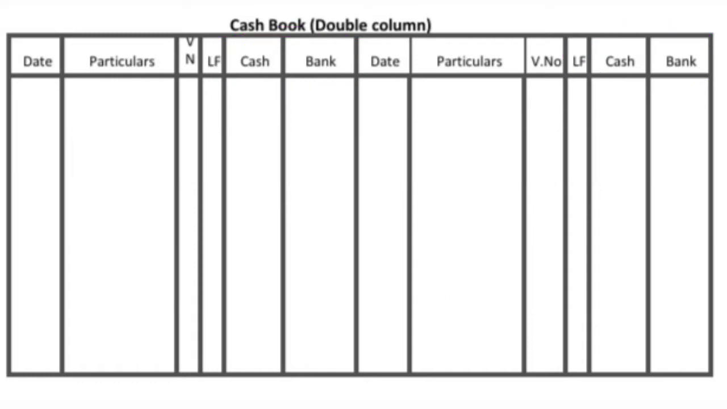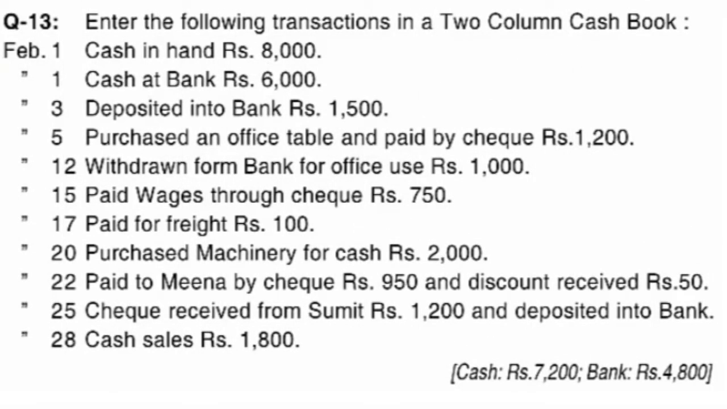Okay, now we can solve a question. Enter the following transactions in a two column cash book. Here, from February 1st to February 28, some transactions are given, so we need to prepare a two column cash book. February 1st, cash in hand rupees 8,000 and, on the same date, cash at bank rupees 6,000. This is the opening cash in hand 8,000 and opening cash at bank rupees 6,000. These are the opening balances of cash and bank, right?